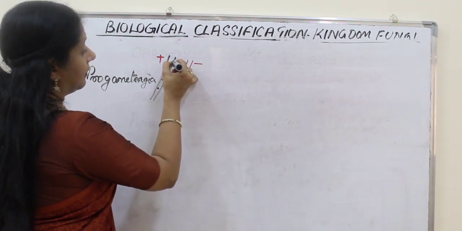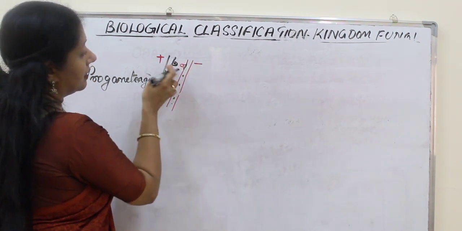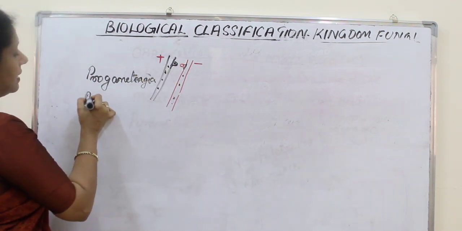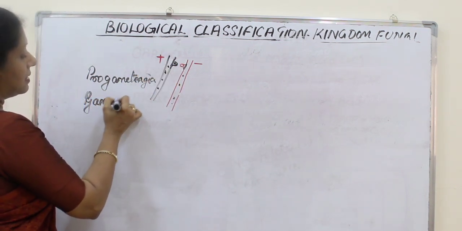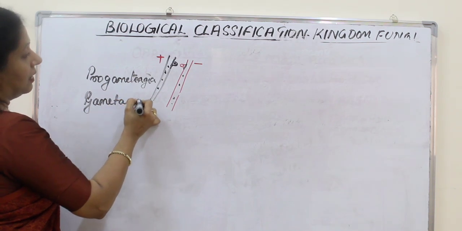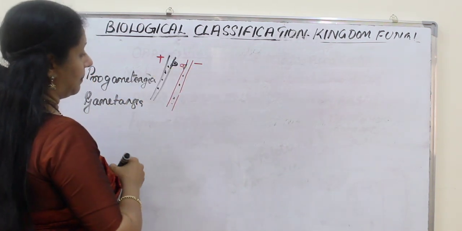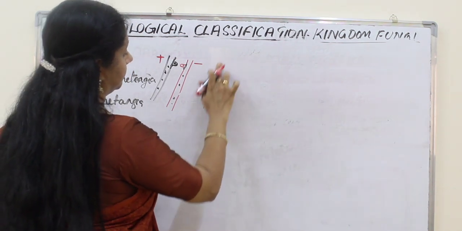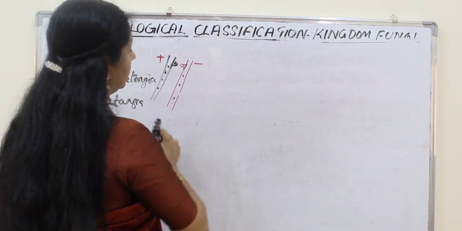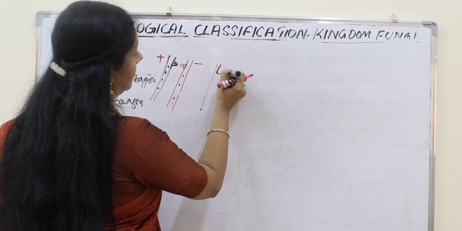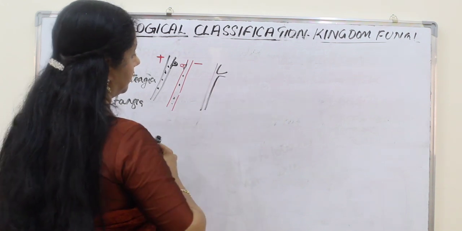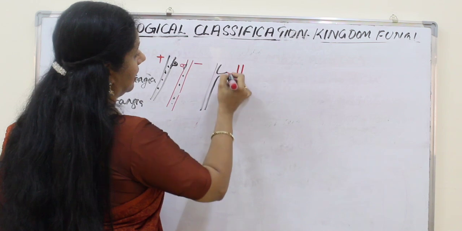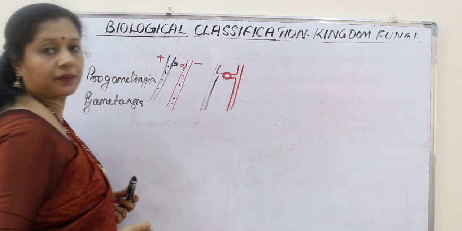Now, after this, a wall will form here, separating this structure from the previous one. Now we call it gametangia. Means they are separated, so uninucleate. Now what happens? In the next stage we can see these two are fusing. They both fuse together and they form a structure.